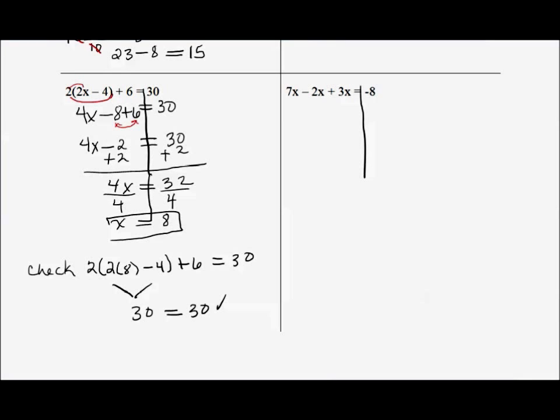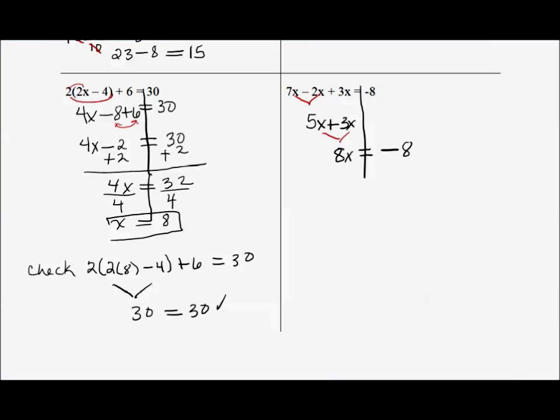Now this time when I look at the equation, 7x minus 2x plus 3x, I have 3 like terms. 7x minus 2x will give me 5x. Now I want to bring down my 3x. And these are also like terms. So I'm just doing them 2 at a time. 5x plus 3x will give me 8x. Bring down my equal sign. Minus 8. Okay? So now I've simplified the left side of my equation.